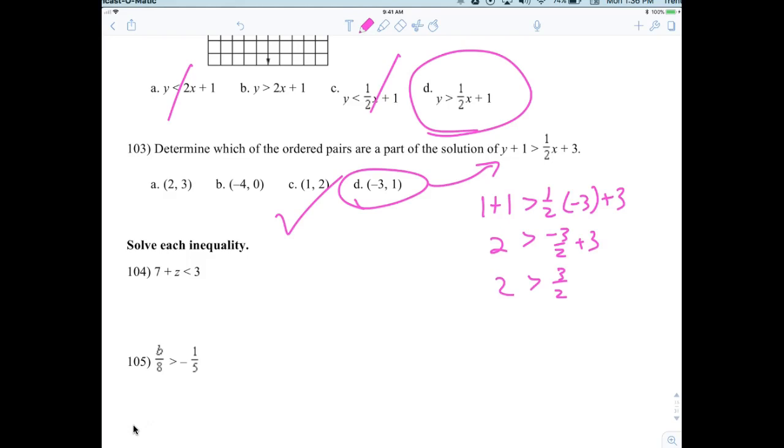You multiply 1/2. What's negative 3 halves plus 3? It looks awkward because 3 is the same as 6 halves, right? You with me?